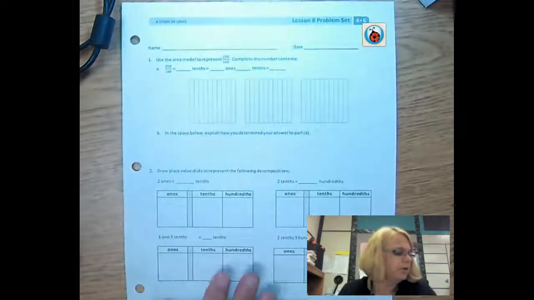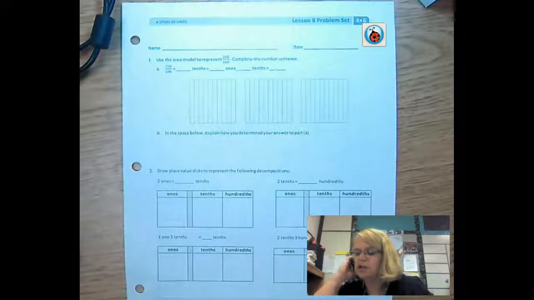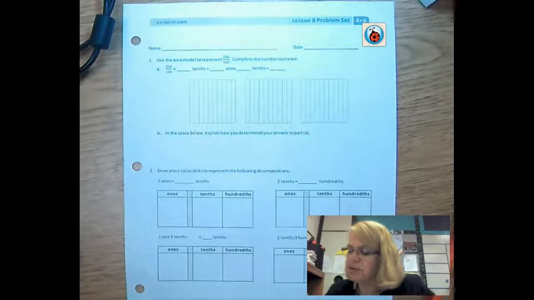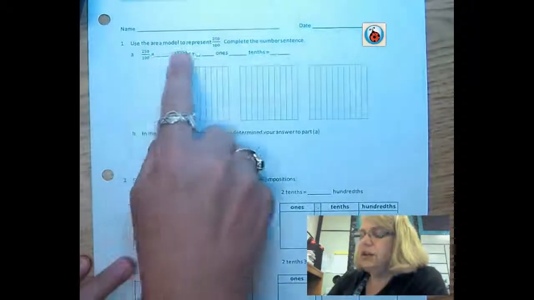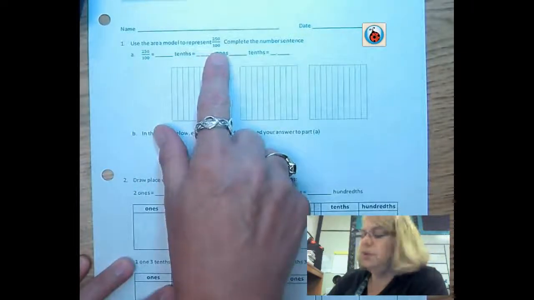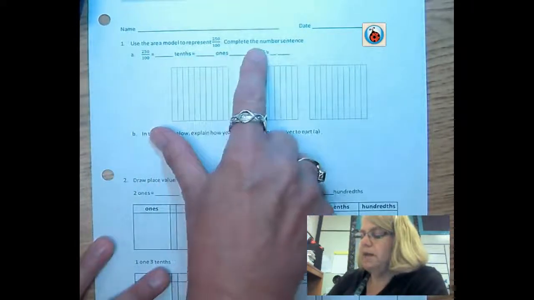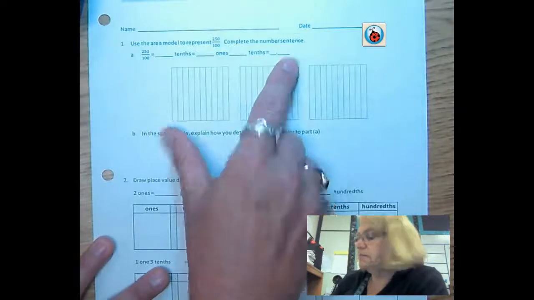Okay. On the problem set, which is page 121 in your book, it says always read the directions. Some of you are not reading the directions and you're getting it wrong simply because you didn't read. Okay. So, this says, use the area model to represent 250 100ths. And then complete this number sentence.